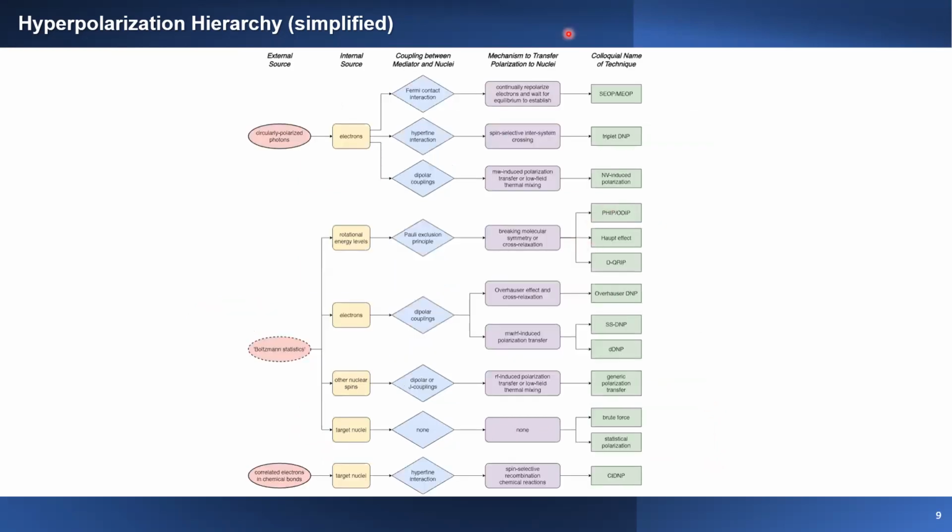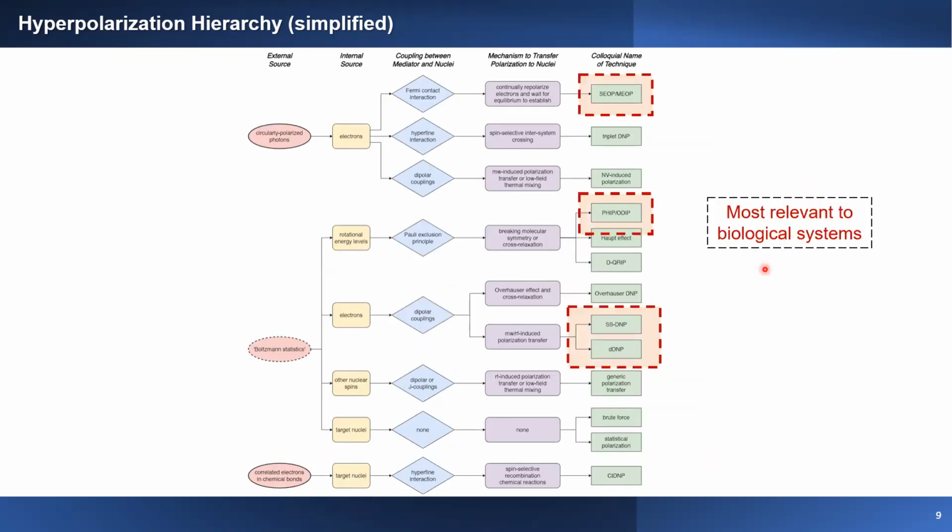Okay, so with that diagram in mind, I'll just highlight these. I'm going to be talking about spin exchange optical pumping, para-hydrogen-induced polarization, and a couple of DNP techniques. I think these are the most relevant for biological systems, the most widely applied, let's say.